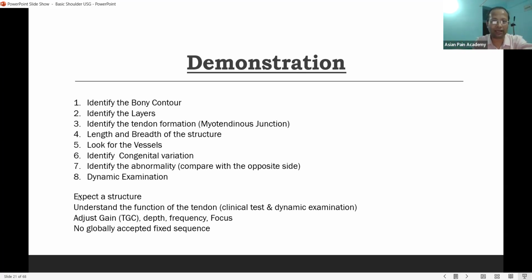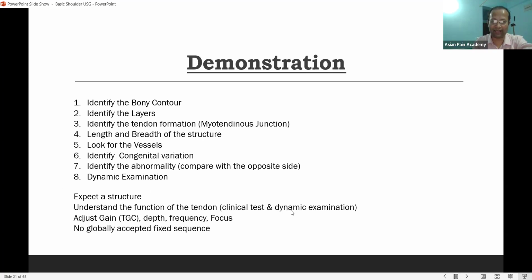Expect a structure. This is also a rule. Always you should know the anatomy and you expect a structure there, then only you will see it very easily. Otherwise, just by seeing the ultrasound, if I don't know the anatomy of that area, I cannot just imagine the structure. Understand the function of the tendon.